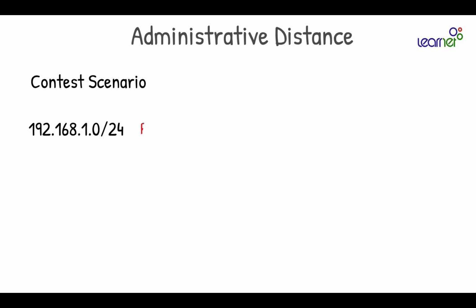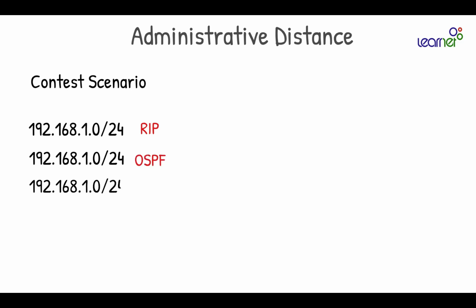Let's dive into the concept of administrative distance and how routers use it to make decisions when multiple routing protocols provide a route to the same destination. Imagine this scenario. The network 192.168.1.0/24 is being advertised by three different protocols: RIP, OSPF, and EIGRP. The router receives all three routes and must decide which one to use or install in the routing table.